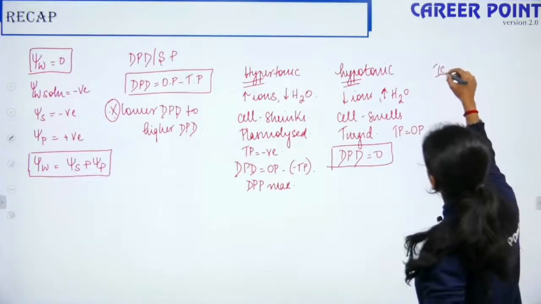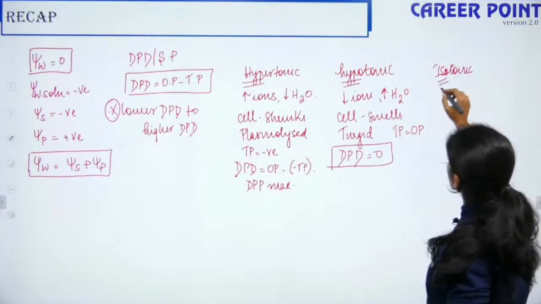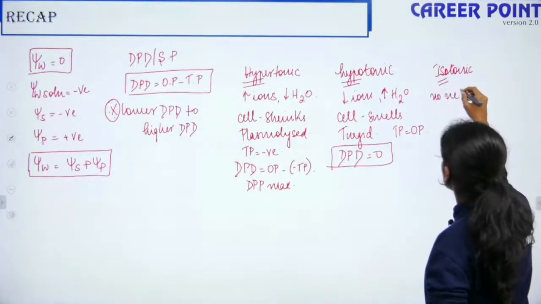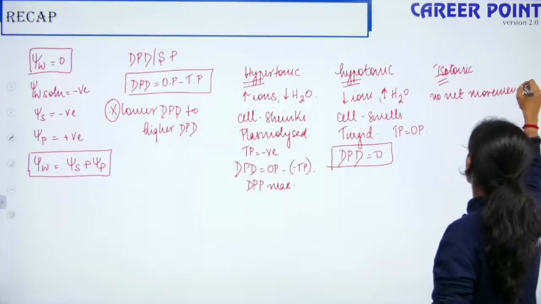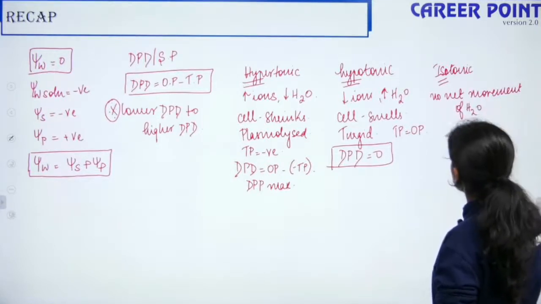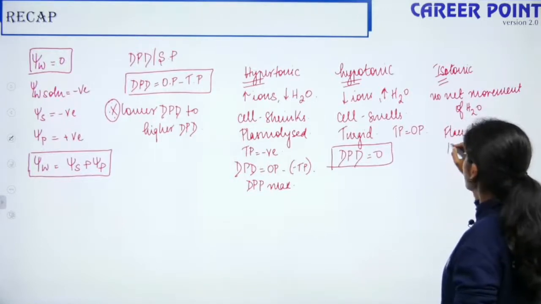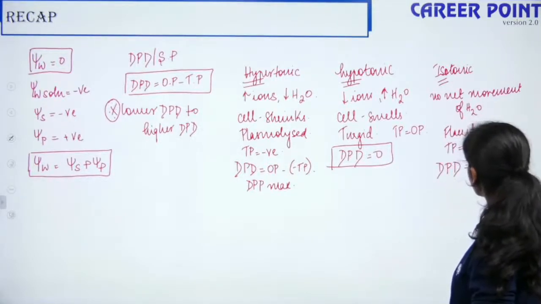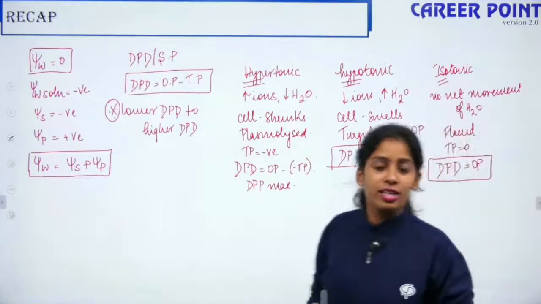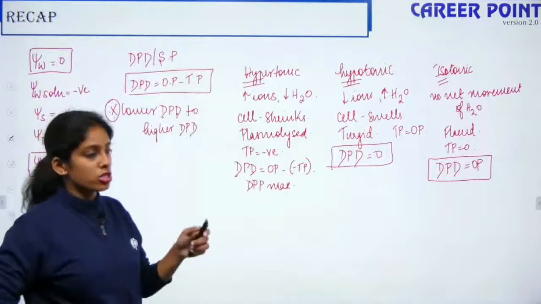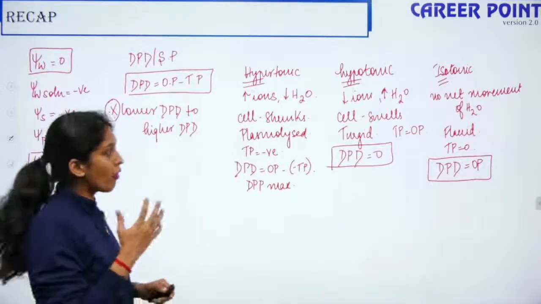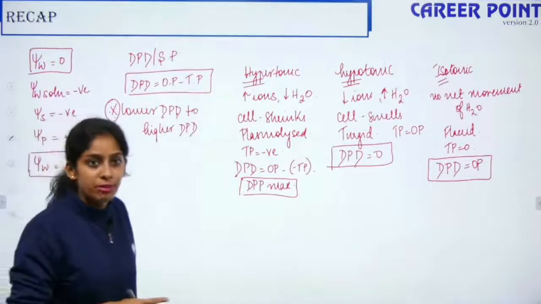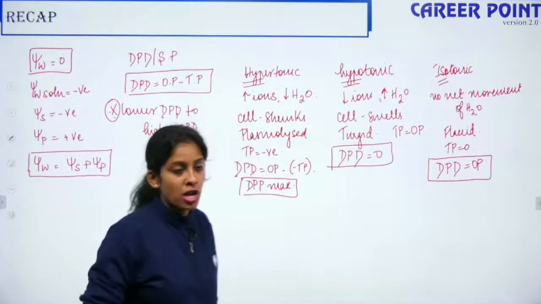The last condition is the isotonic condition. Isotonic means you have equal concentration of ions and water inside and outside the cell, so there is no net movement of water. Hence in that case the cell is called a flaccid cell. In a flaccid cell your turgor pressure is 0 because there is no net movement, so your DPD is equal to your osmotic pressure. This is the final condition. These are the points I want you to remember: you should know where DPD is maximum, where DPD is 0, and where DPD is equal to the osmotic pressure. Alright, let's move forward.